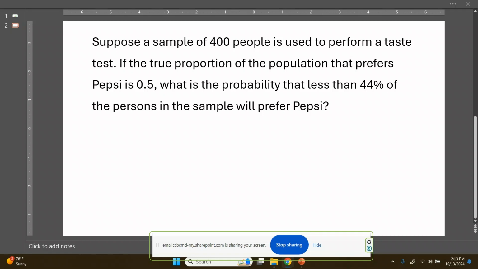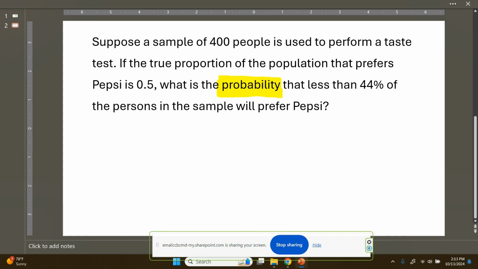Here's another example we can work. Suppose a sample of 400 people is used to perform a taste test. If the true proportion of the population that prefers Pepsi is 0.5, what is the probability that less than 44% of the persons in the sample will prefer Pepsi? So let's take a look here. Again, it's a probability question.